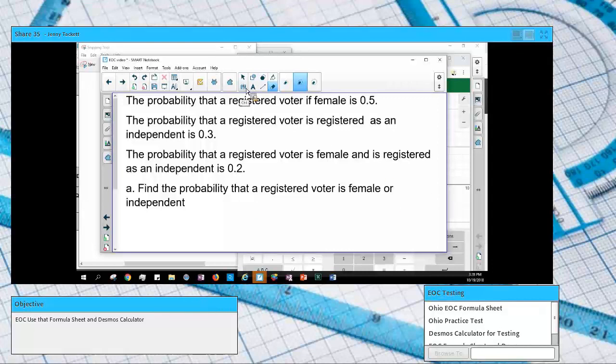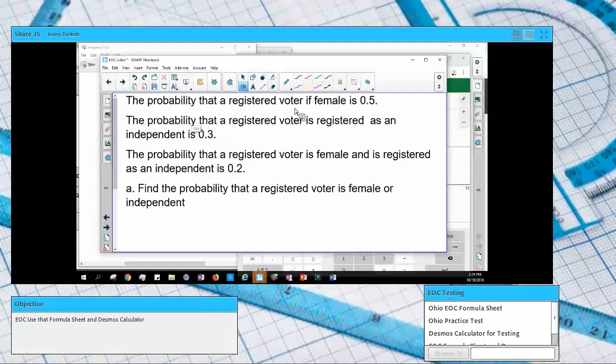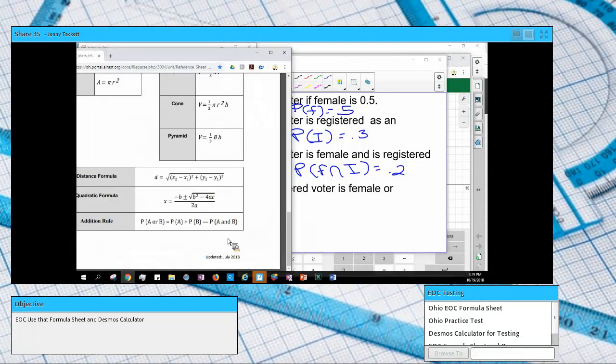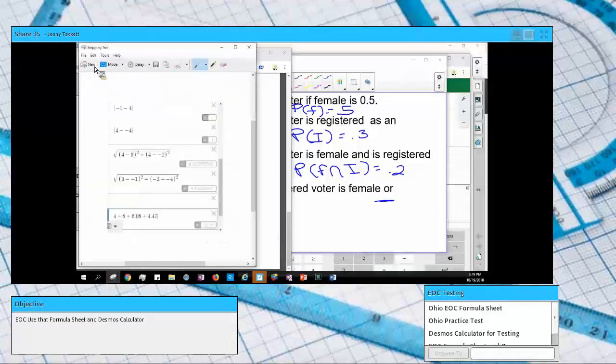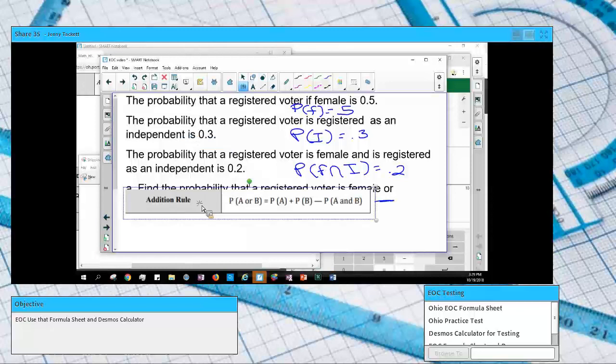What might help is if I just put this in probability terms. P of F equals 0.5. P of independent equals 0.3. P of F and I equals 0.2. You may or may not remember how to do that. No problem. Now let me see if the formula sheet will help me at all. Well, they do have something about probability. And isn't the word or used here? I bet I could use that addition formula, and it might help me out. Now that I've put things in probability terms, maybe it's just the ticket.